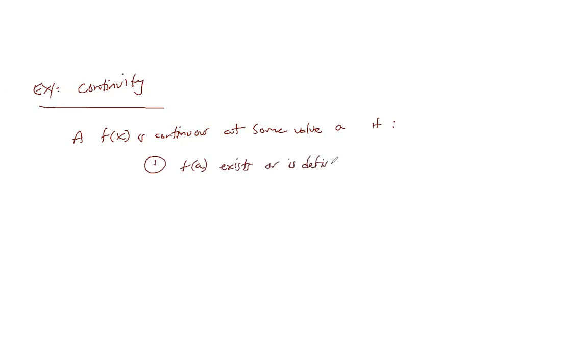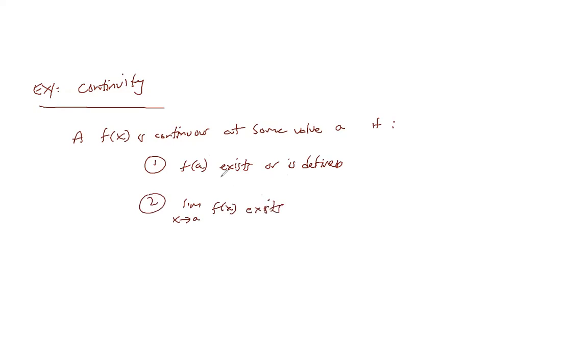So in other words, if I plug in a to the function, it spits out some f of a, some y value. A has to be in the domain of the function. If it's not in the domain of the function, then there's no real point in trying to talk about its continuity. The second thing that you want to state is that the limit as x approaches a of this function exists. It also exists, right? This seems a little bit odd.